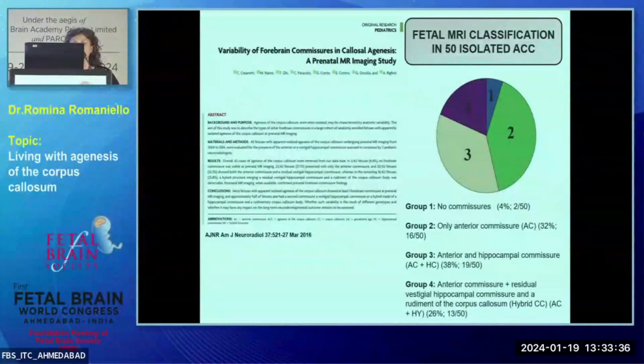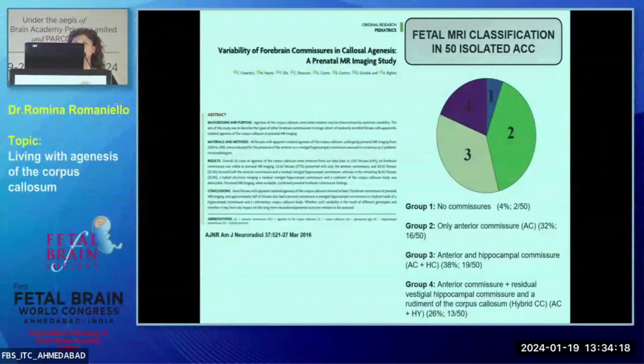And the neuroradiological classification was described in the study of Cesaretti and Righini in 2016, which divided the subjects into 4 groups. Group 1, absence of commissures. Group 2, only anterior commissure. Group 3, anterior and hippocampal commissure. And group 4, with hybrid corpus callosum, consisting of anterior commissure plus residual vestigial hippocampal commissure and the rudiment of the corpus callosum.